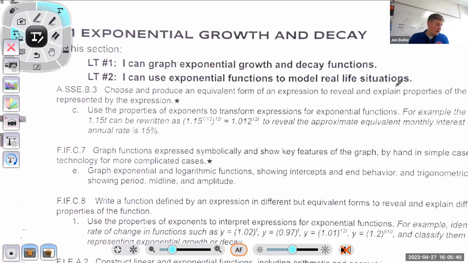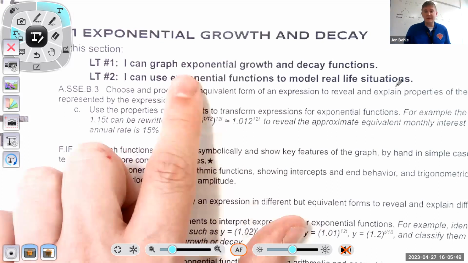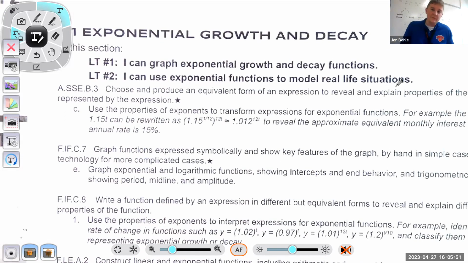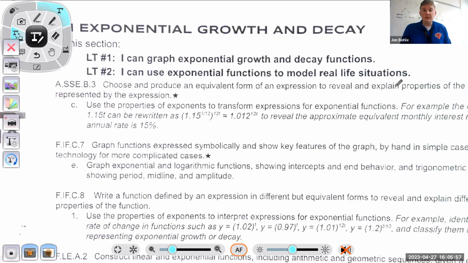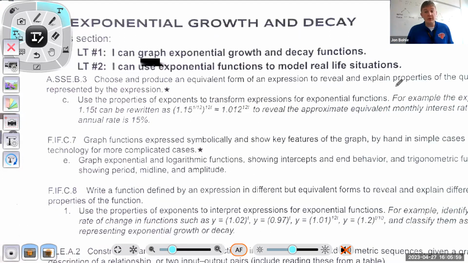All right, everybody, we're going to work on the first section of chapter 8 today, which is going to be exponential growth and decay. The two learning targets: you're going to be able to graph these exponential growth and decay functions. The bright thing is it's going to be exactly the way we've been graphing for the most part throughout this semester. And then also we're going to be able to use exponential functions to solve real life situations.